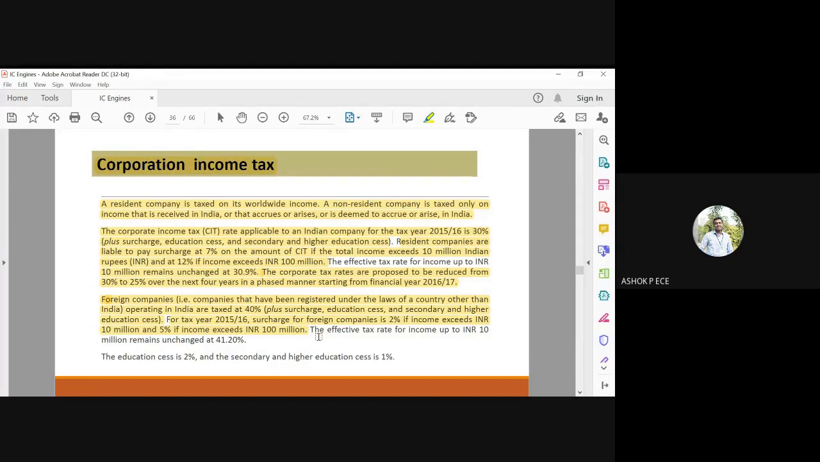Okay, the effective tax will be at 41.2. But for Indian companies, it is going to be at 30.9. So for companies which are registered abroad, definitely they have to pay more tax because they are using the Indian resources for generating their income. So education cess and higher education cess are now removed completely. It was just to help the government fund the education and higher education cess details for poor people.